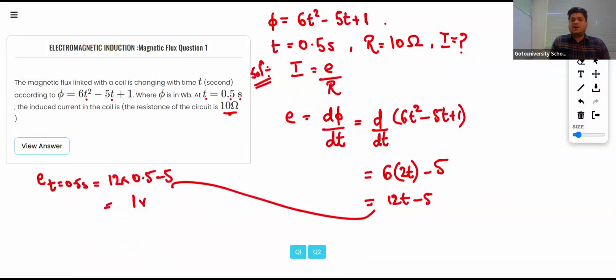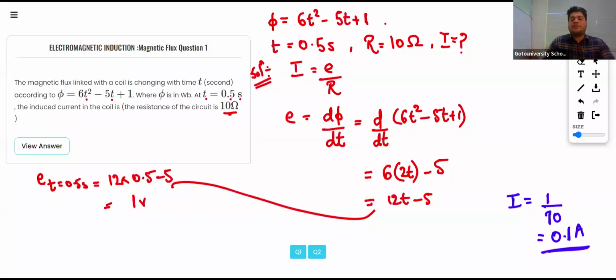You got the value of E. You have the value of R, resistance. You can easily get the value of I. I is equal to E upon R. What is E? 1 volt. What is resistance? Resistance is 10 ohm. So 1 upon 10 will be equal to 0.1, in terms of not volt, but ampere. Why ampere? Because it is current, and current is in terms of ampere.